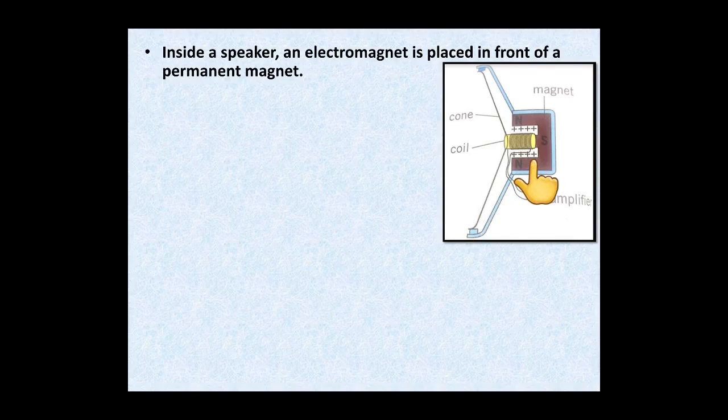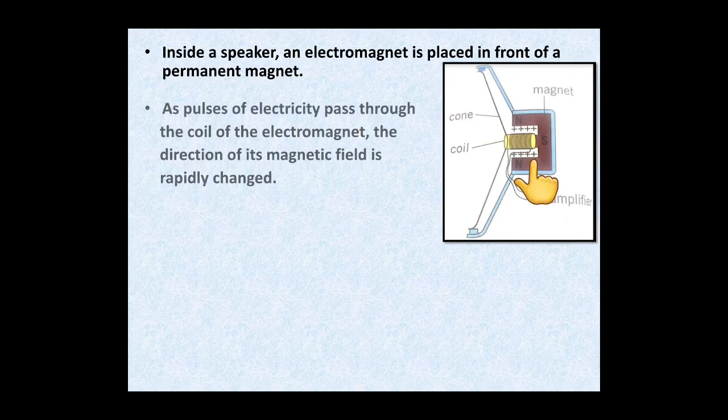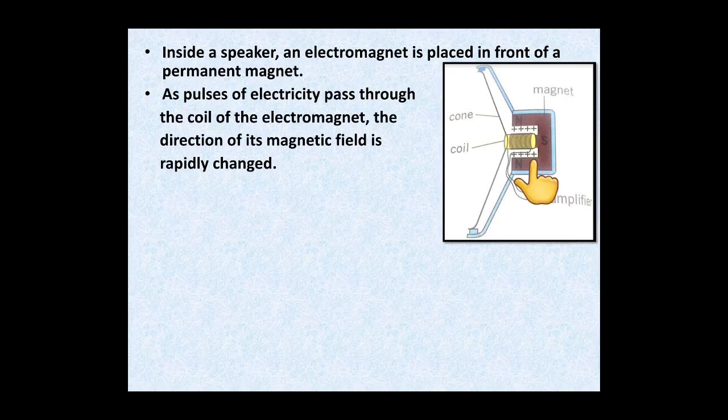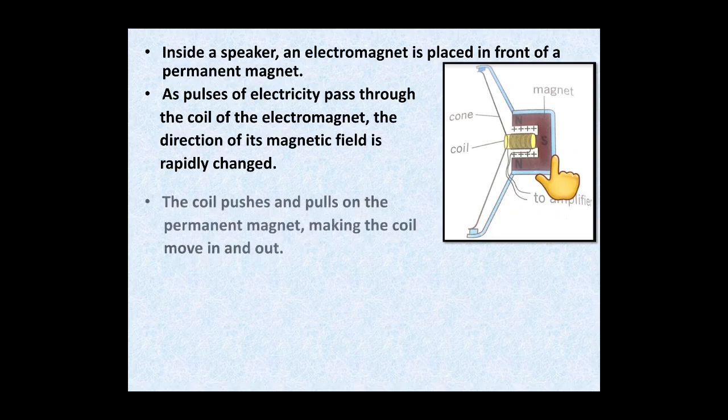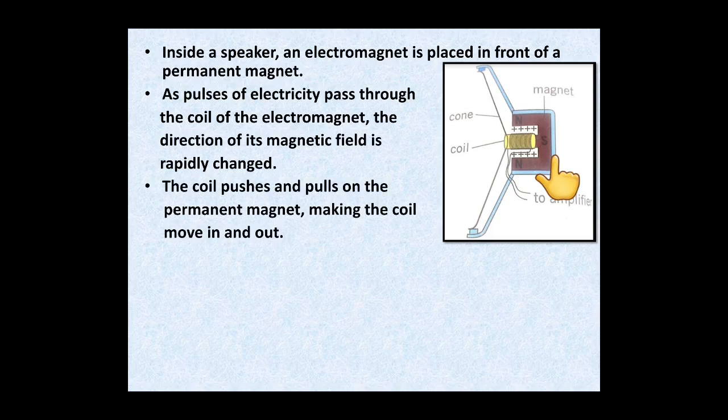Inside a speaker, an electromagnet is placed in front of the permanent magnet. As pulses of electricity pass through the coil of the electromagnet, the direction of its magnetic field is rapidly changed. This occurs as alternating current is passed and the current changes its direction. When there is a change in direction of current, the direction of the magnetic field also changes. Because of this, there is a continuous push and pull on the permanent magnet.